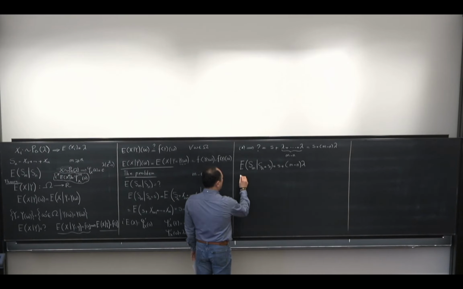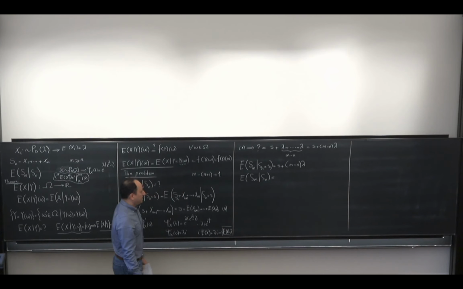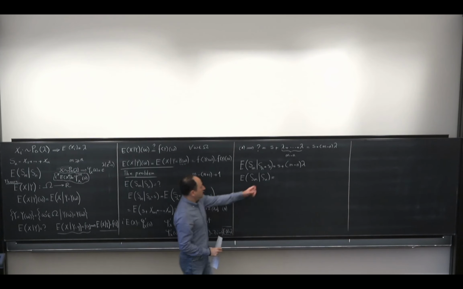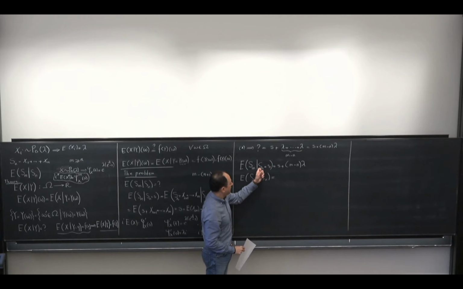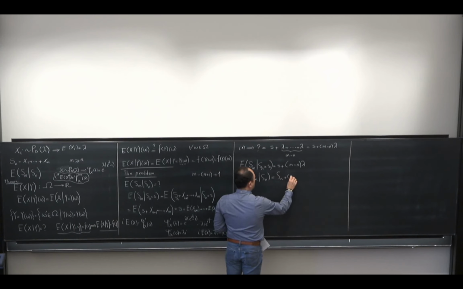So this becomes E of S_m given S_n is equal to what? This s is the value of this random variable, but I want to go from here to here. According to the rule, I need to pick up this s and replace it by the name of the random variable, which in this case was S sub n. So this becomes S sub n plus (m minus n) lambda.